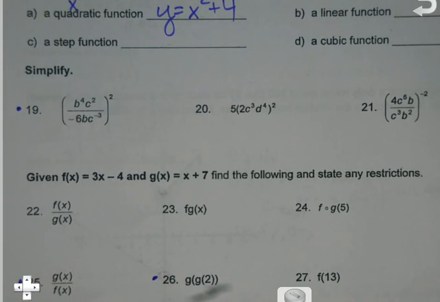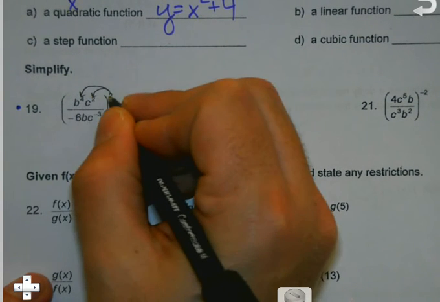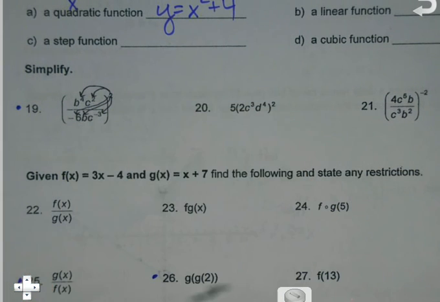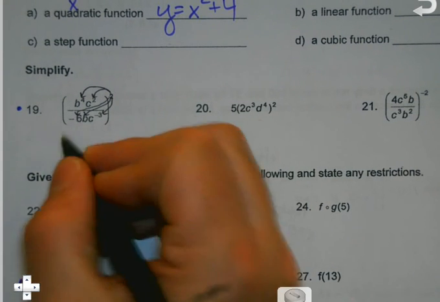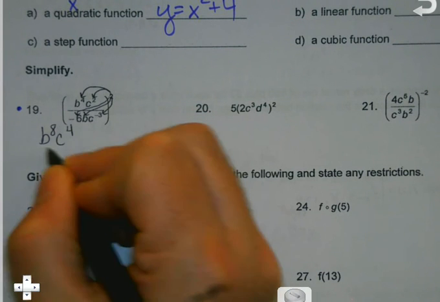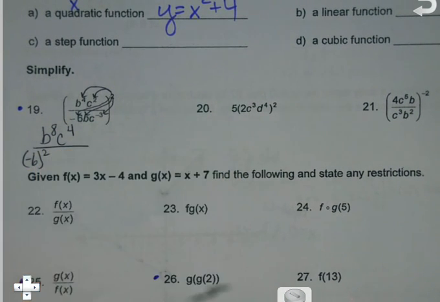Okay. Our first look at exponents. So I get here and I go, okay, that 2 goes to every single term in here. Yes, even the negative 6. And when you're going power to power, what do you do to the exponents? You multiply them. So 4 times 2 is 8. 2 times 2 is 4. That's 6. That negative 6 is in parentheses, so don't mess this up.